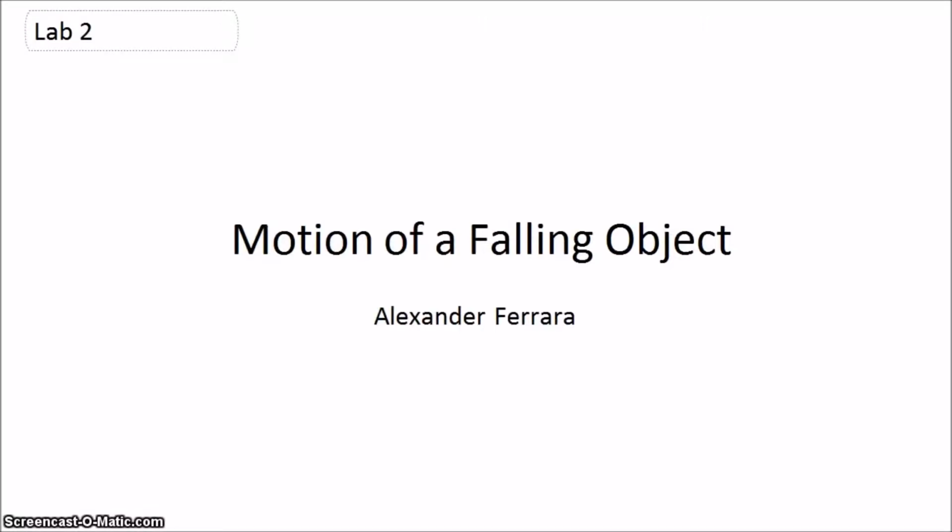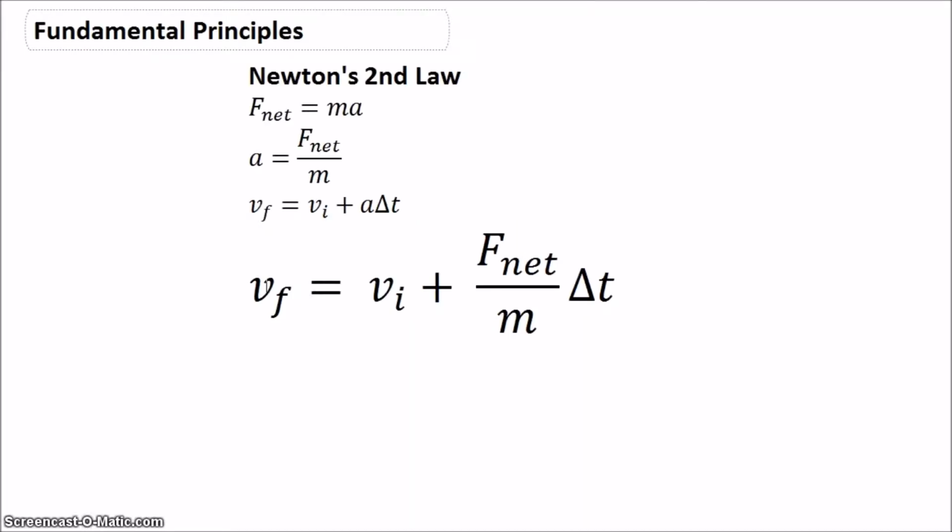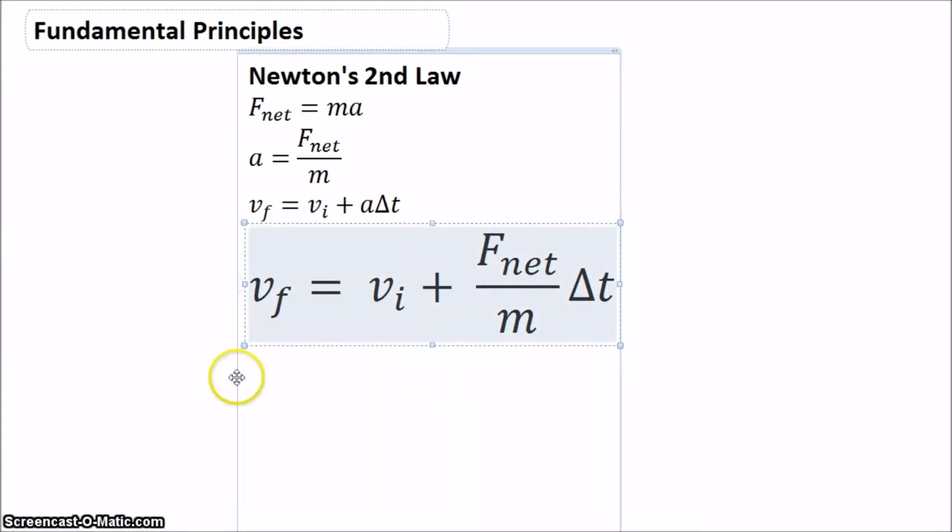In Lab 2, we'll be looking at an example and analyzing the physics of the motion of a falling object. Let's start by going over some of the fundamental principles in play. Much like in the last lab when looking at constant velocity, the fundamental principle we will be using is Newton's second law, F net equals mass times acceleration, which when rewritten for final velocity produces the equation seen here.